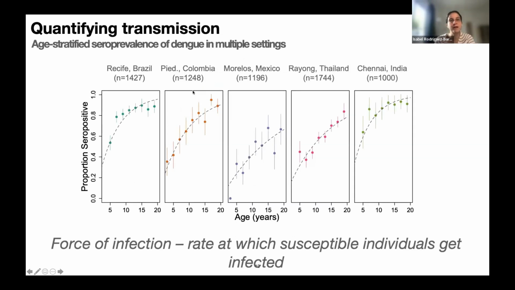Also super useful to quantify transmission across sites. So these are cross-sectional surveys of different parts of the world, and all of these settings would describe themselves as very high transmission settings. But if you look at this data, it is clear that the story is not the same every place. You have places like Chennai, India, or Recife in northeastern Brazil, where the attack rates are way higher than other places, like Morelos, Mexico, even though the burden of dengue is still substantial.